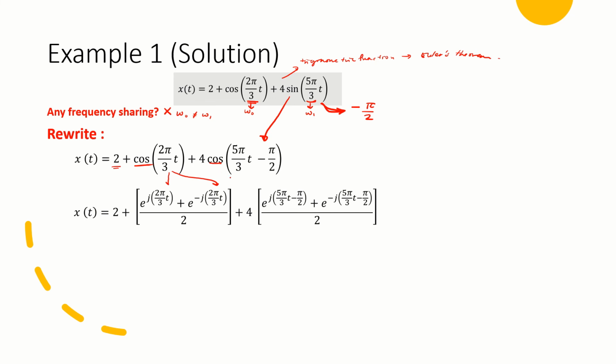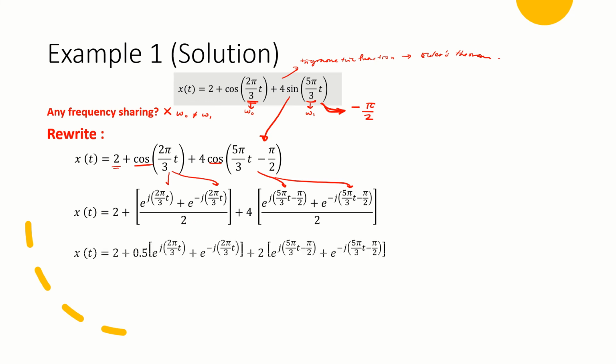For this term, if you want to convert into exponential, it's going to be e to the j of whatever is inside the bracket in front here, plus e to the minus j of whatever is inside the bracket behind here. From here you can simply solve it. So half is going to be 0.5, and then it can be e to the j 2 pi over 3 t plus e to the minus j 2 pi over 3 t, plus this is going to be 2 times e to the j of whatever is inside that particular bracket.